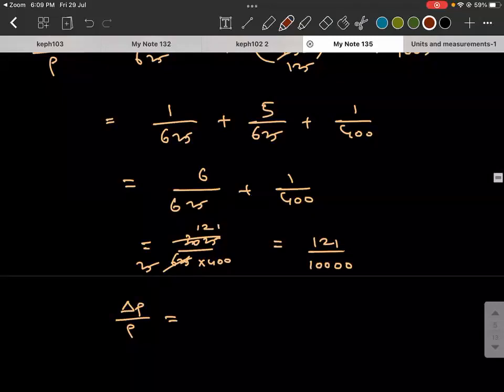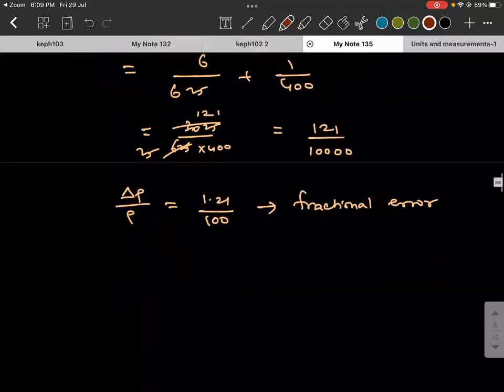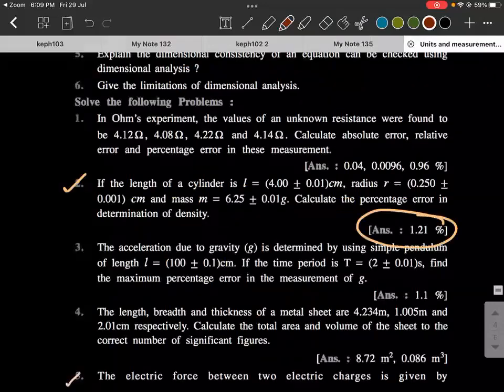But what did we find? This is 1.21 divided by 100. This is the fractional error. But what did they ask? Percentage error. So delta rho by rho into 100 is equal to 1.21 by 100 into 100%. Cancel this. The answer will be 1.21%. Is that the answer given? Is it clear? Can you try the next problem?